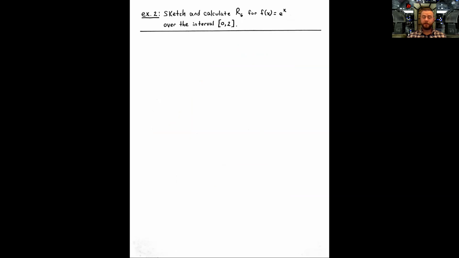All right, let's take a look at a related example, example 2, just a different function. And now we're asked to sketch and calculate the right endpoint approximation using 6 rectangles. So give yourself some time, pause the video, and we'll check in a few minutes. This one's a little more tedious since we're using not 4 rectangles, but 6.